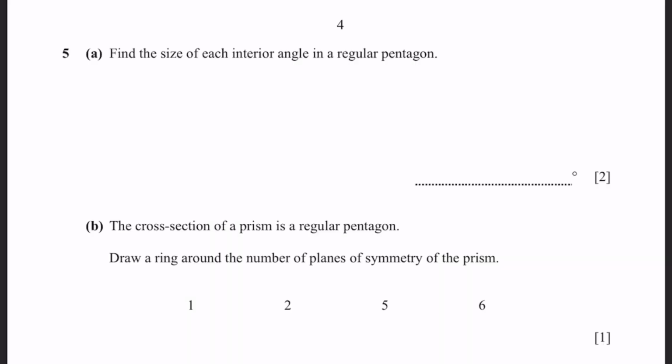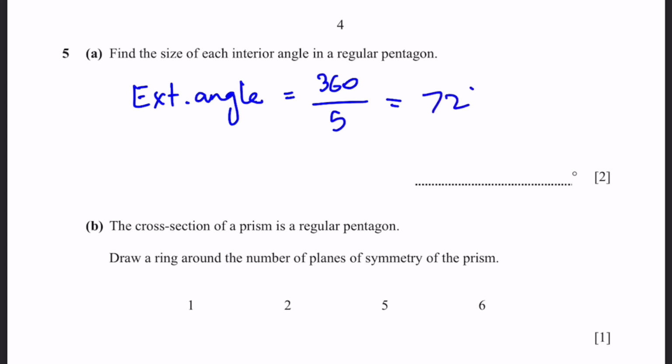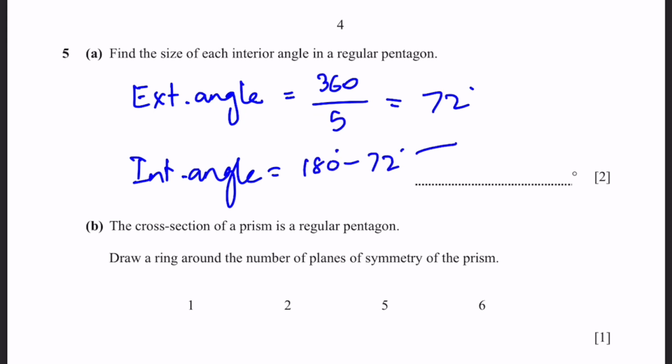A. Find the size of each interior angle in a regular pentagon. So you can find the exterior angle first, and then 180 minus the exterior is interior. So exterior angle is 360 by the number of sides. In the pentagon, it's 5. That'll be 72 degrees. Now the interior angle is equal to 180 minus exterior angle, which is 72. That'll be 108 degrees.